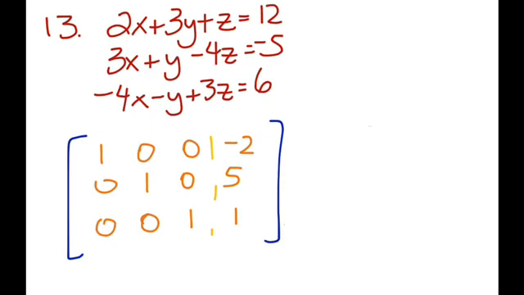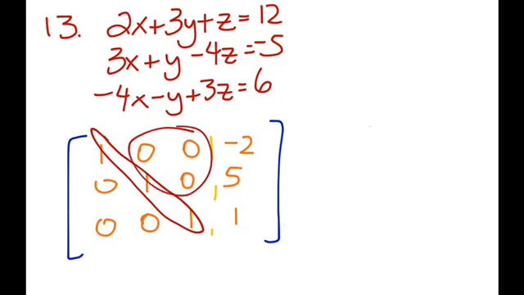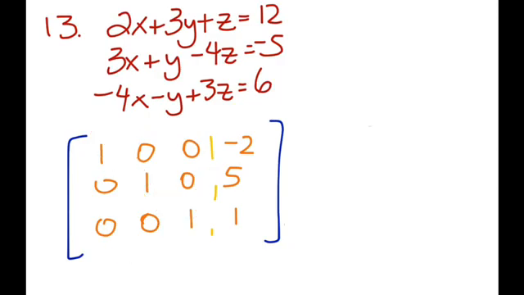This is what you will get when you do reduced row echelon form for number 13. Notice that you've got your ones and then everything else is zeros. And so that's how you know that you've got this correct. And that means that x is equal to -2, y is equal to 5, and z is equal to 1.